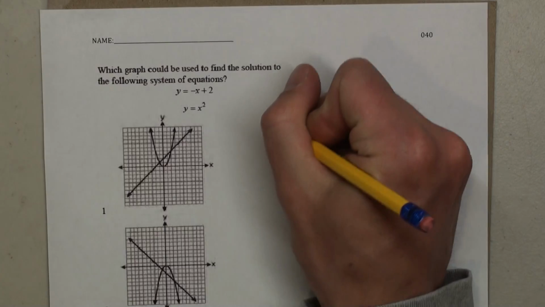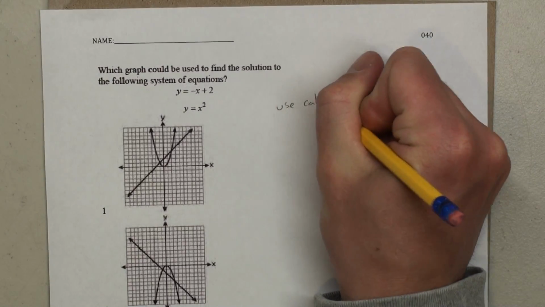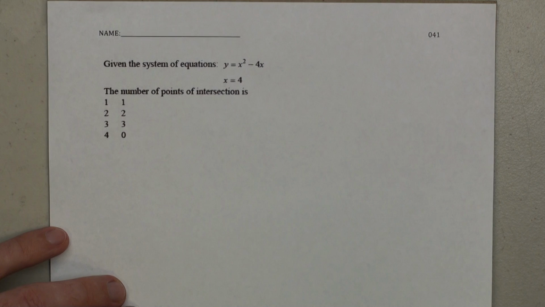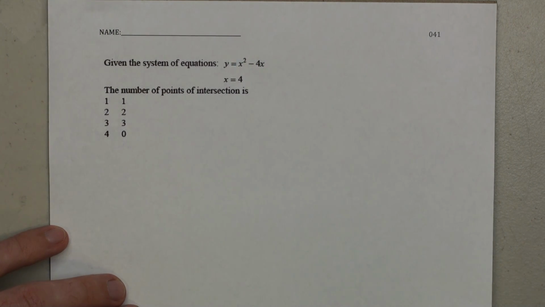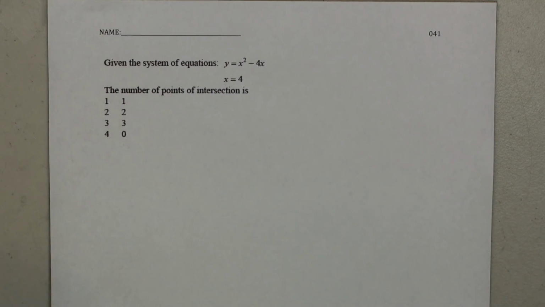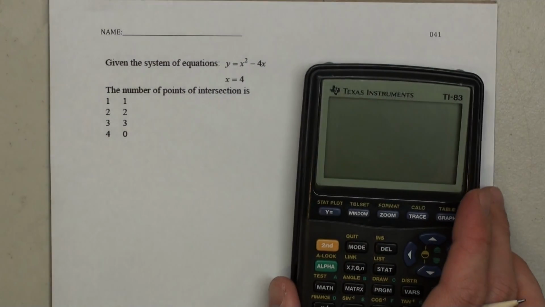So let's put up here, use calc. Given the system of equations y equals x squared minus 4x and x equals 4, the number of points of intersection is, okay, well, here's what you do. You use the calculator.